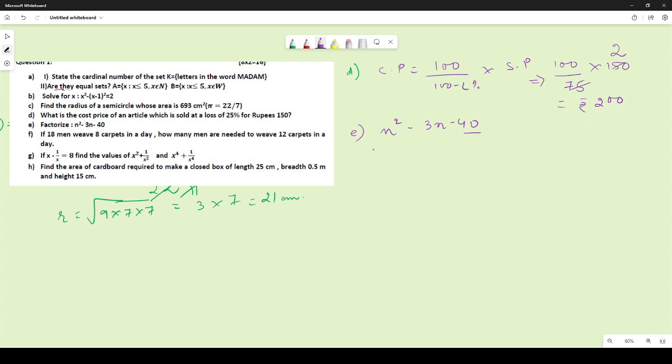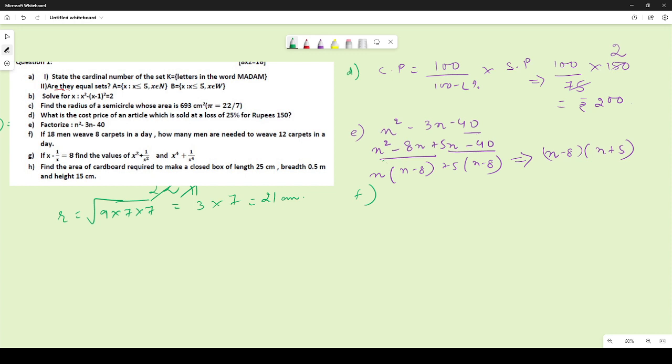The factors here will be n square minus 8n plus 5n minus 40. So now you group them together and you get n common n minus 8 plus 5 common n minus 8. This implies the two factors will be n minus 8 into n plus 5. That will be your answer. Now let us take up question number F.